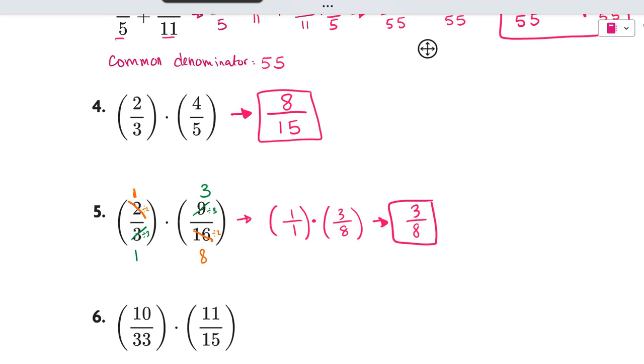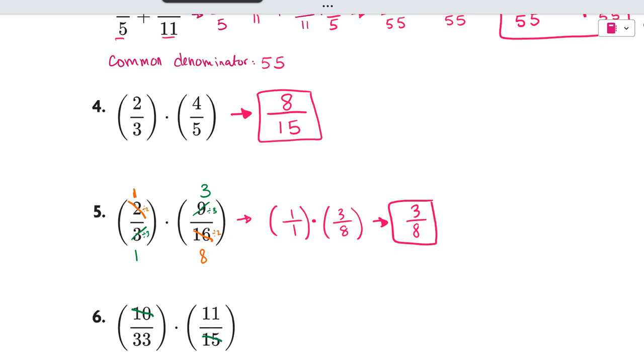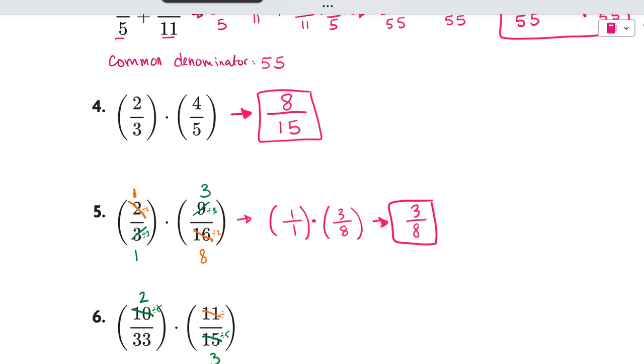Okay, so 10 over 33, no common factors there. 11 over 15, again, no common factors. But let's look at 10 and 15. Those are both divisible by 5. They both have a common factor of 5. So if I divide by 5, I get 3 here. And if I divide by 5, I get 2. So those reduce. And 11 and 33, I can divide both of those by a common factor of 11, which gives me a 1 here and a 3 here.